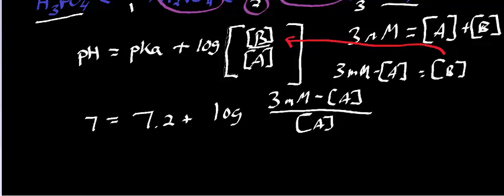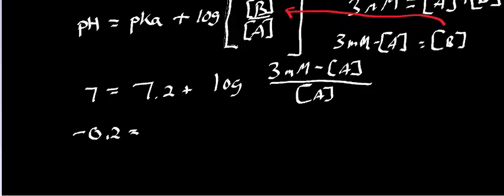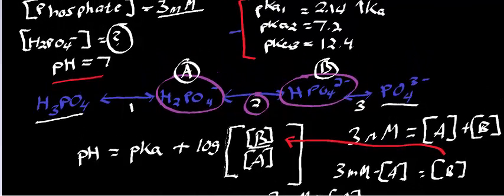Now I'm going to subtract 7.2 from both sides, and you'll see why I'm doing this in a minute. So if I subtract 7.2, I'm going to get negative 0.2 on this side. And if you get a negative sign, that's perfectly normal. You'll actually always get a negative sign if the pH is lower than the pKa.